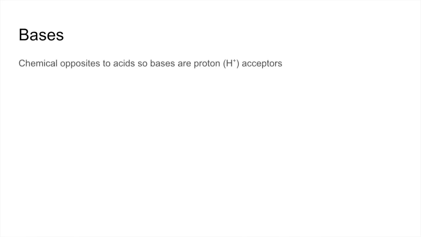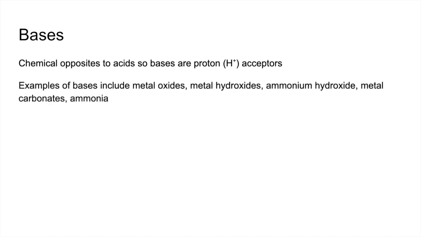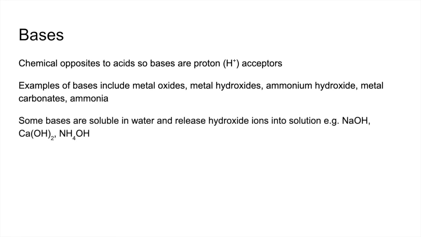Bases now. A base is the chemical opposite to an acid, and therefore bases are proton acceptors. Some examples of bases are metal oxides, metal hydroxides, ammonium hydroxide, metal carbonates and ammonia. Some bases are soluble in water and release hydroxide ions into the solution. So examples are metal hydroxides and ammonium hydroxide.